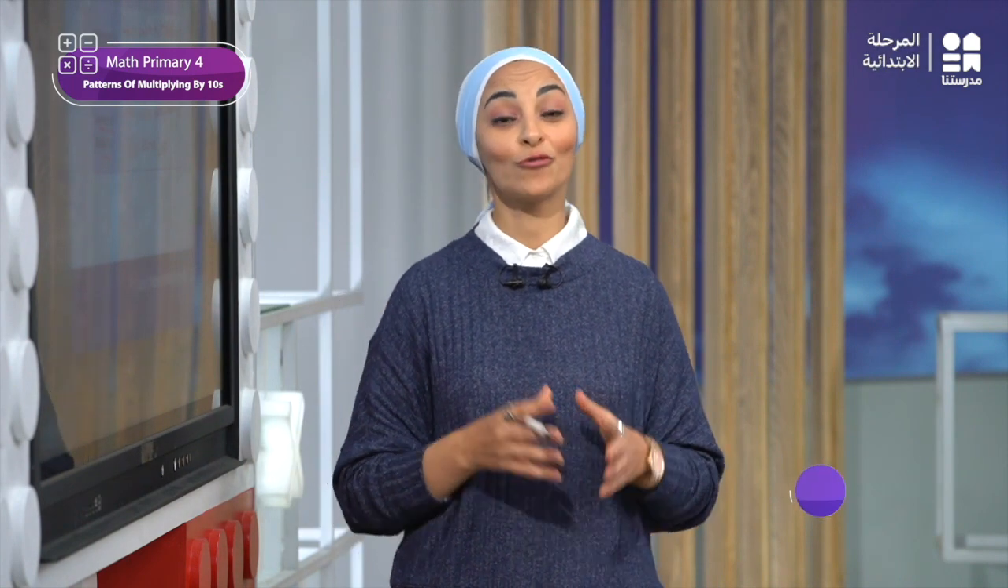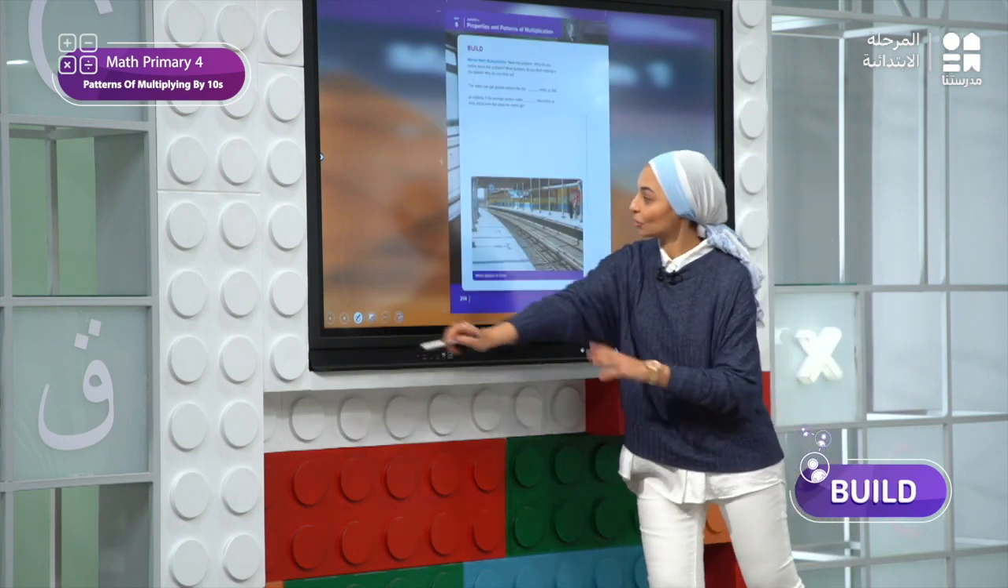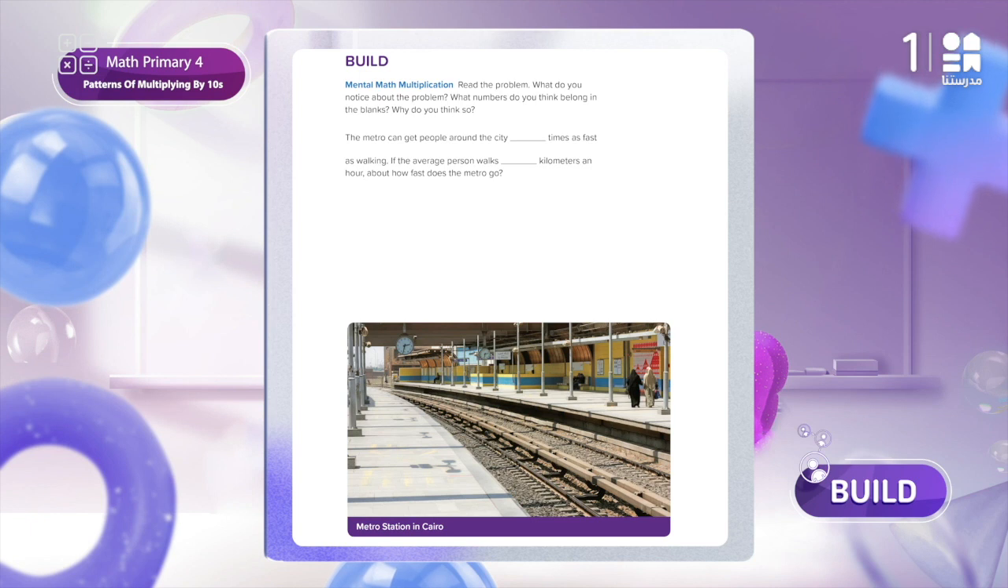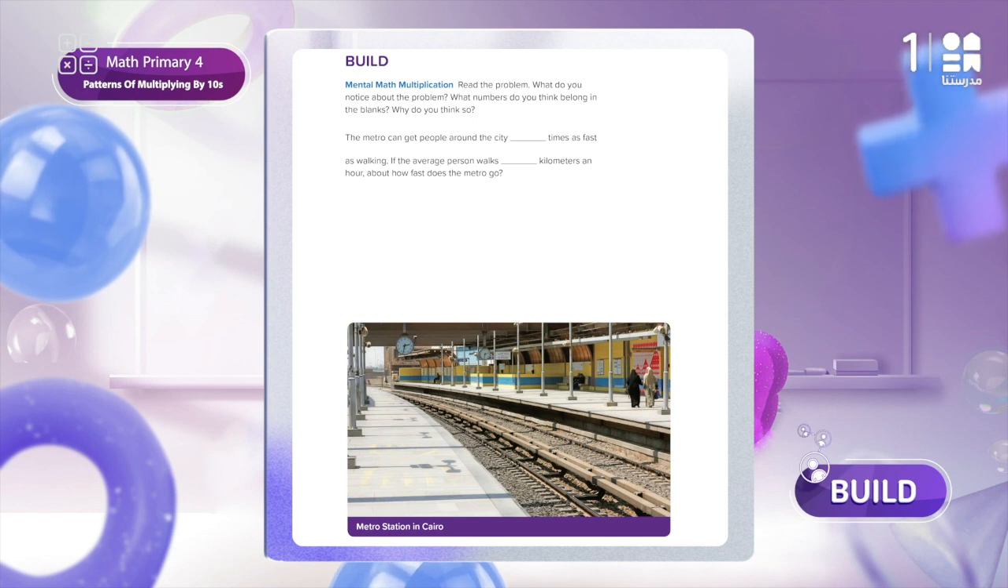Now, let's have more practice on mental math and move to build page 214. Let's see page 214 all together. And this is the build part. Let's read the problem there and see what we need to do. The problem here says the metro can get people around the city how many times as fast as walking?